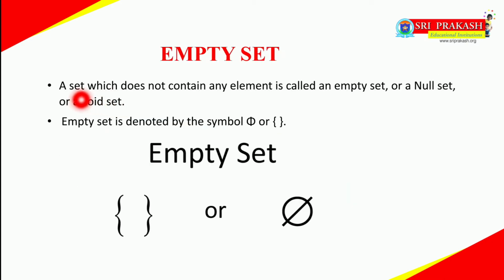Now let us discuss some types of sets, and the first one we are going to discuss is the empty set. A set which does not contain any elements is called an empty set or a null set, also called a void set. The empty set is denoted by curly brackets with no elements in them, or by a separate symbol which is called null.